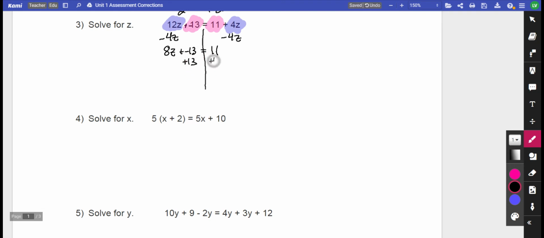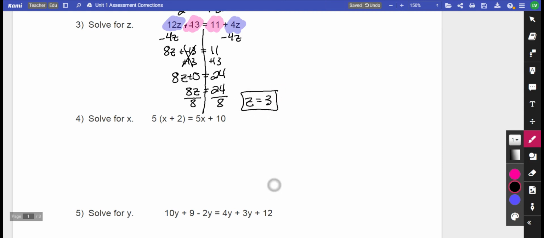I'm then going to go in and add 13 to both sides to get a 0 pair. On the left side, that simplifies down to 8z plus 0, which equals 24. The left side simplifies to 8z, that equals 24 still. I'm going to divide both sides by 8, and I get z equals 3.